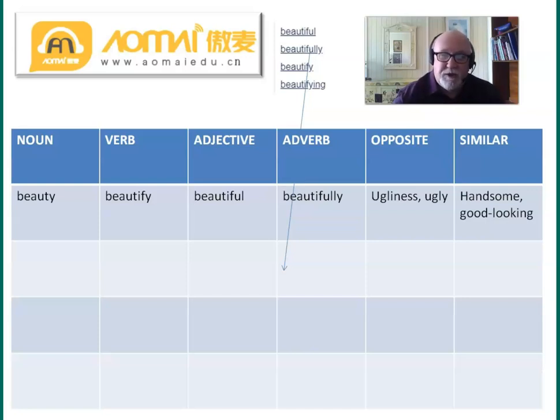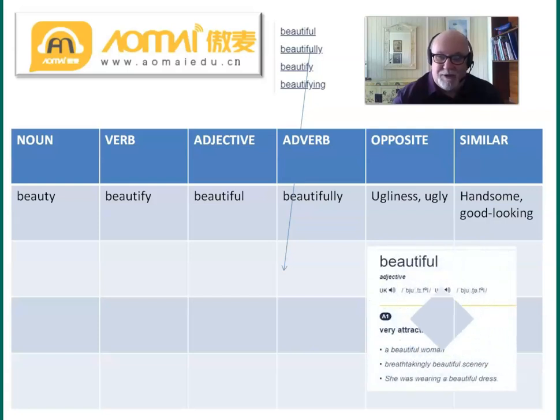What's the opposite of beautiful? Well, beauty, ugliness, or ugly could be the opposite adjective, or similar. What are some words that mean the same? Handsome, good looking. So you see, by just knowing one word, beautiful, we have now, without too much effort, expanded our vocabulary quite considerably. And because we know that one word, we don't have to think about the others very much. And that is certainly a bonus.